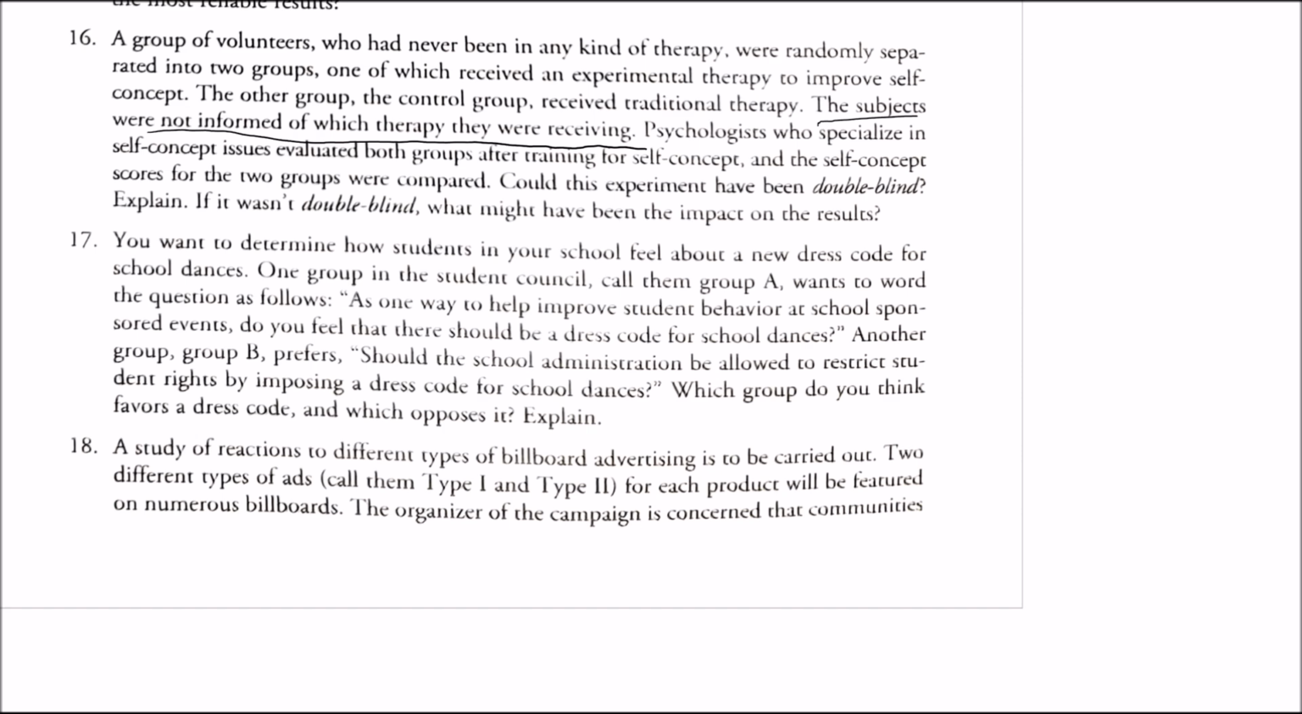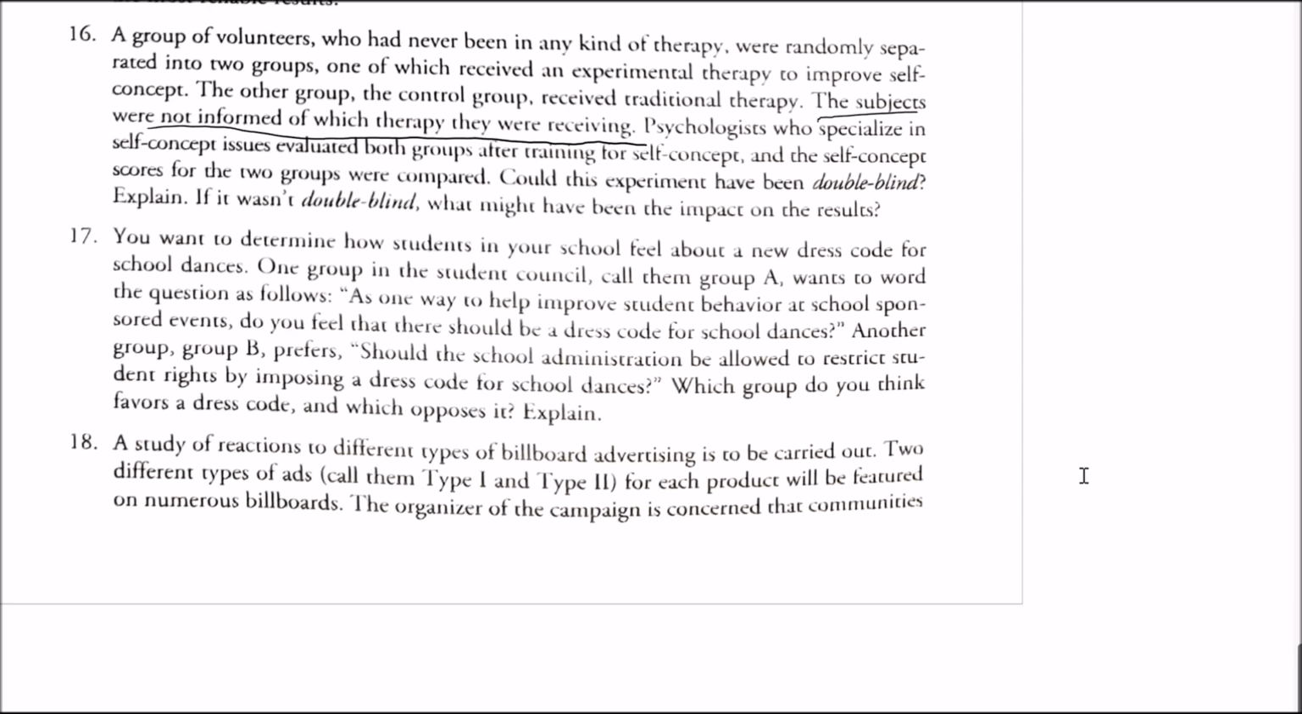Now, if it was not double blind, then that means that the psychologists know what therapy they're receiving, and so there's a good chance that the psychologist might have a little bit of bias, or they might interpret the results differently because they know that this group has the training or has this kind of therapy, and therefore they're maybe going to inadvertently interpret the results in favor of one or the other, right? So it's important to keep that in mind. So that would have a drastic impact on the results or the interpretation thereof.